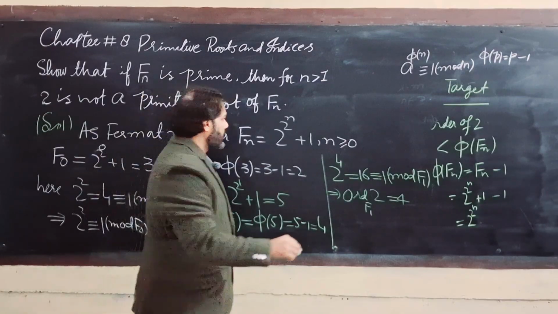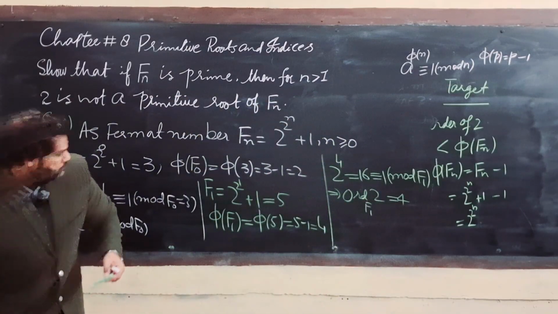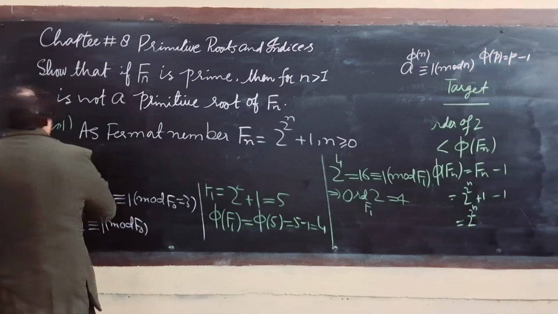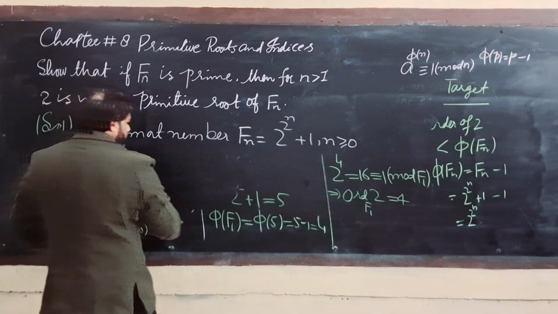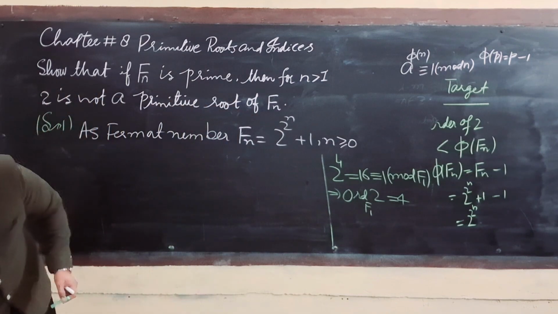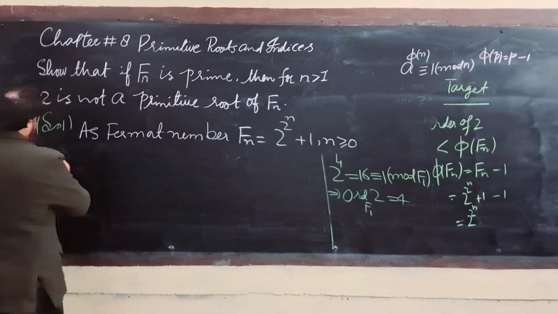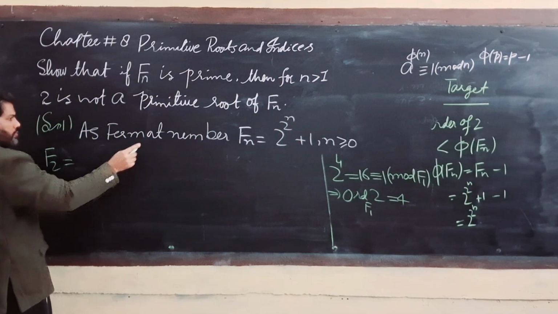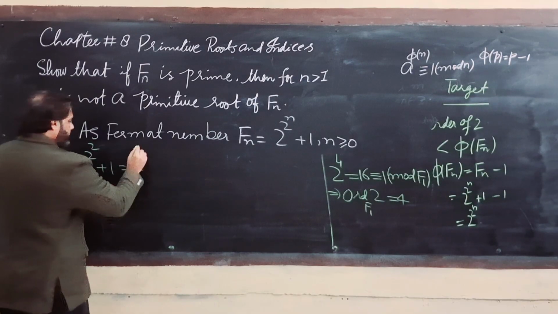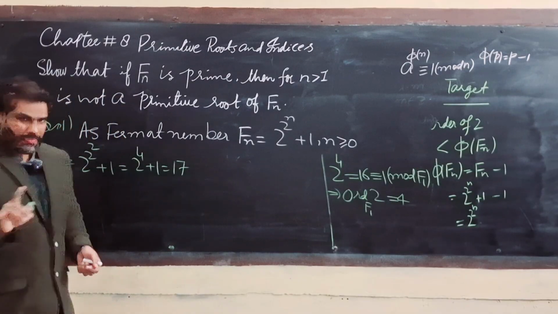If we consider F2 greater than 1, what is F2? F2 is equal to 2 raised to power 2 squared plus 1. This is 2 raised to power 4 plus 1, which is equal to 17. Now I will show that 2 is not a primitive root of 17.